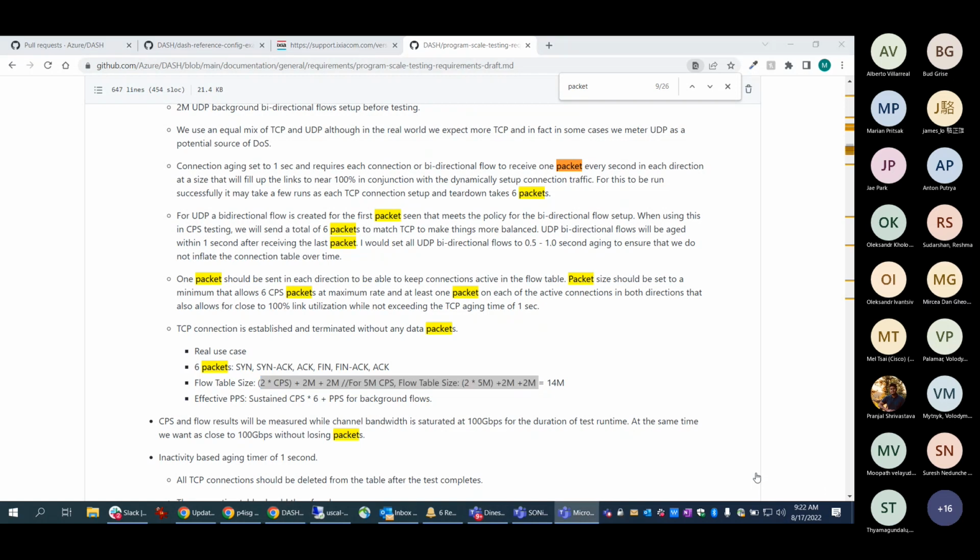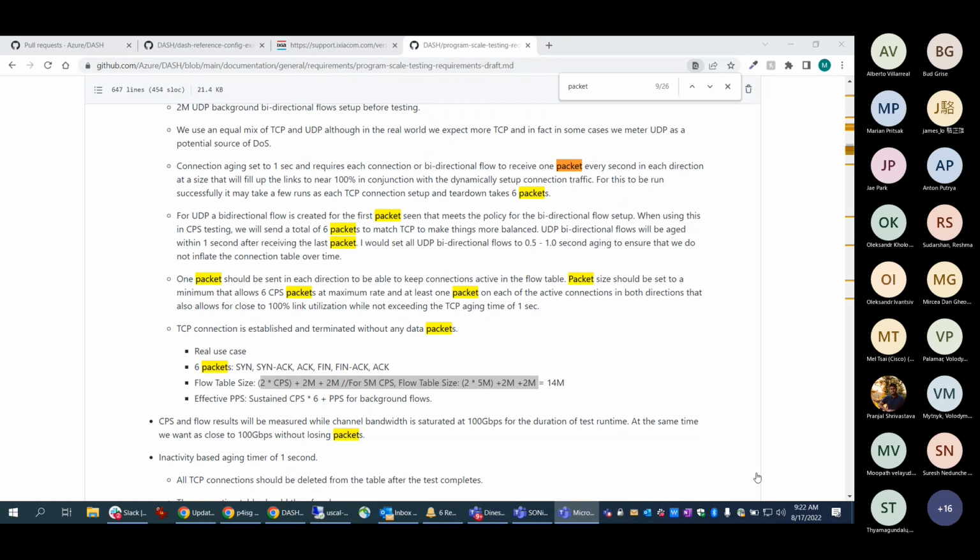I interpret this differently. What I interpret this to say is that your data plane should be provisioned with a flow table of 14 million flows, and the dynamics of the test will determine how full it is out of those 14 million.